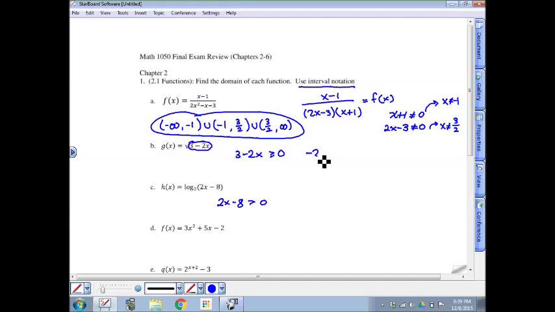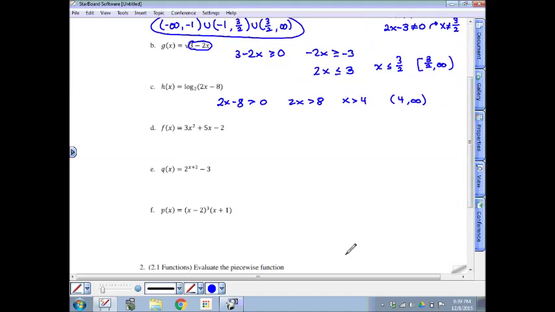So to finish this one up here, if you subtract 3 on both sides, and then divide by negative 2, you have a domain of 3/2 to infinity. Whereas here, if you add the 8, divide by 2, since x is just greater than 4, the domain would be parenthesis 4 to infinity.